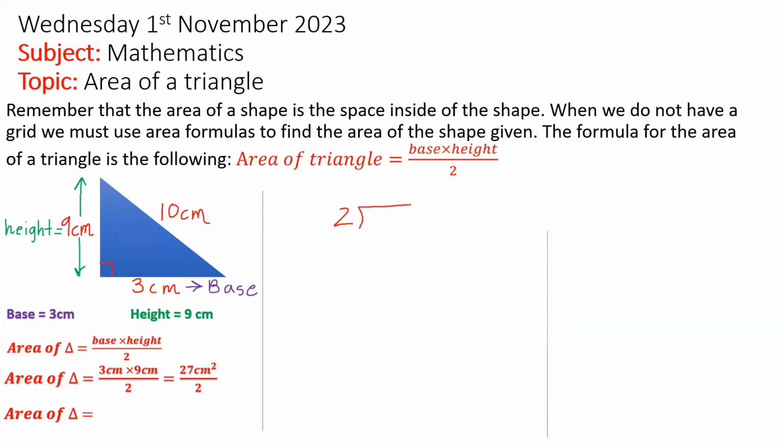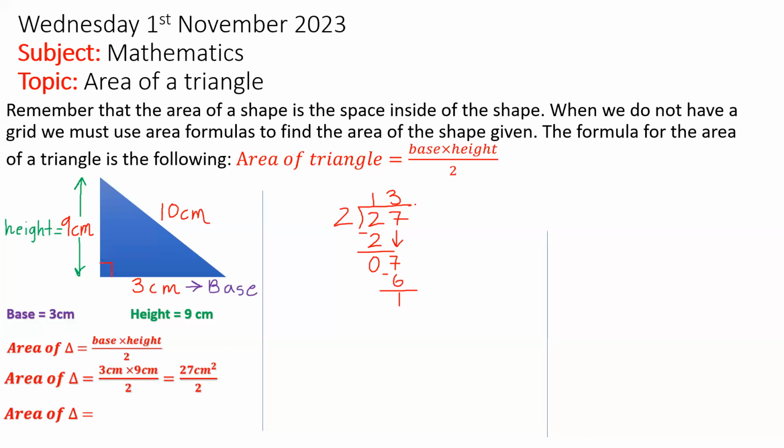Okay, 2 into what? 2 goes into 27. Okay, good. How many times can 2 go into 2? Once. 2 times 1 is 2. 2 minus 2 is 0. Now bring down the 7. How many times can 2 go into 7? 3 times, good. 2 times 3 is 6. 7 minus 6 is 1. Are we done?